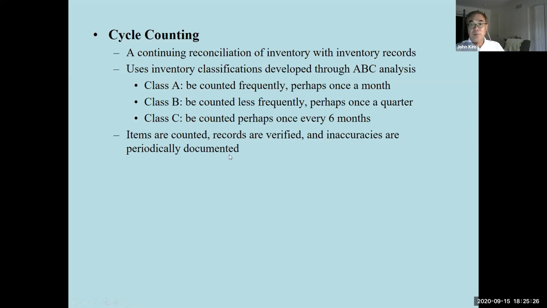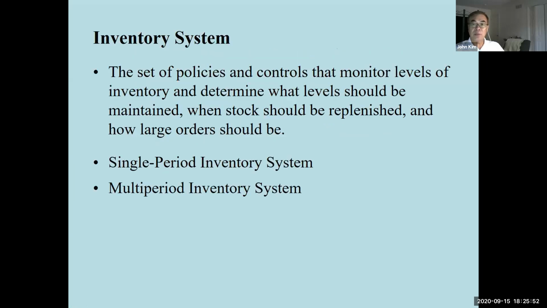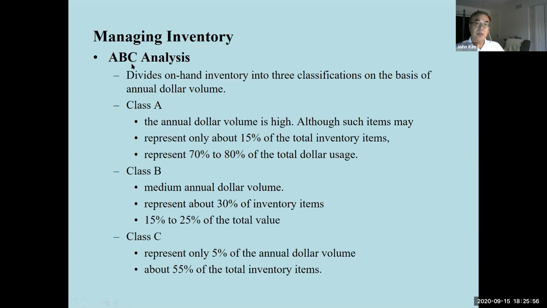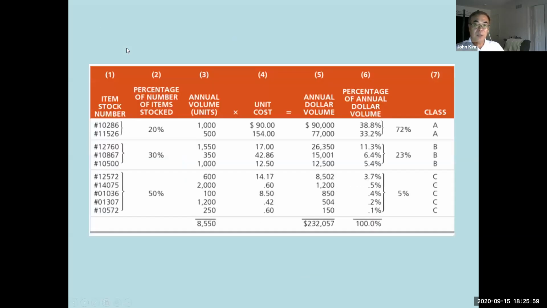And then when an item is counted, if there is a difference, an inaccurate number between the record and the real inventory, then document it like this. So when we manage inventory, we can use this cycle counting and the ABC classification. That is ABC analysis and cycle counting.